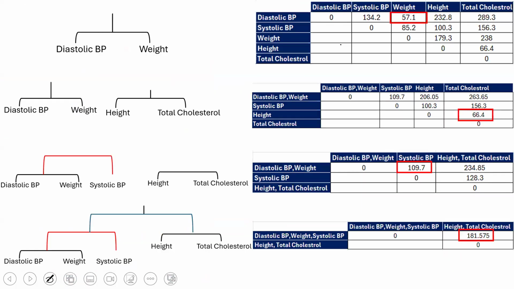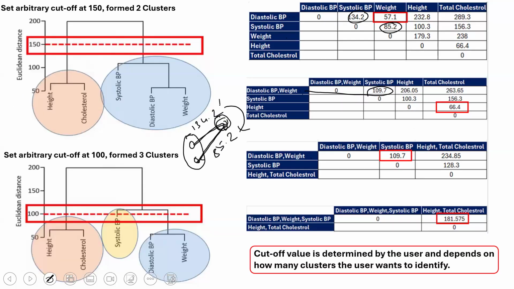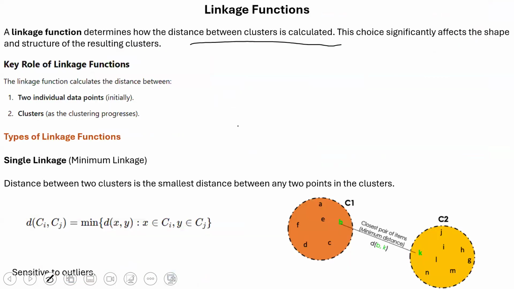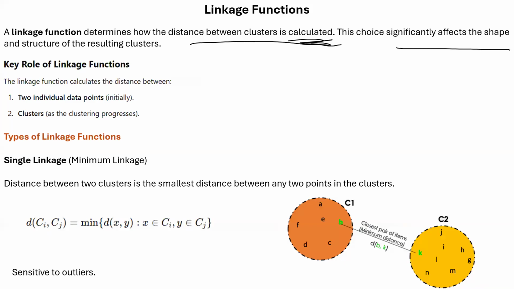If you consider this point as one cluster and these two points as another cluster, the distance between these two clusters is calculated by taking the average of the distances between the points, right? So that is one of the linkage functions. The linkage function determines how the distance between clusters is calculated. This choice significantly affects the shape and structure of the resulting clusters. So this choice of the linkage function matters.